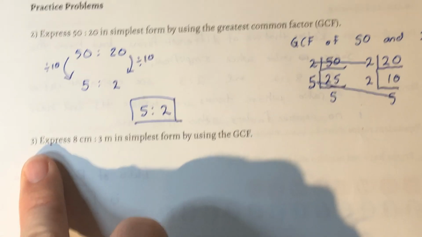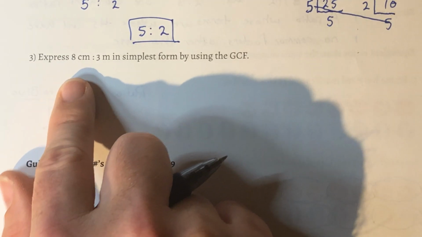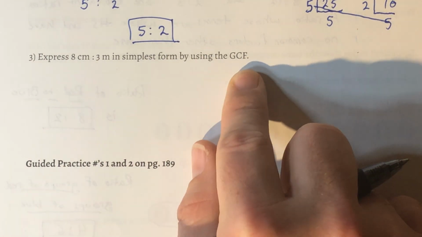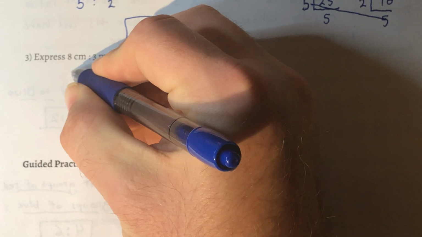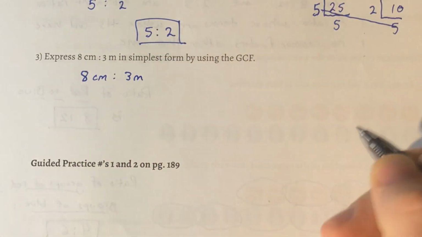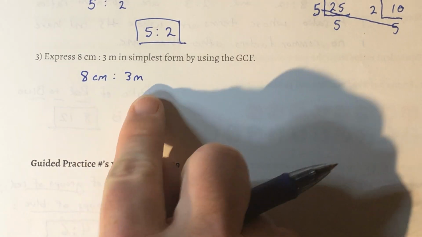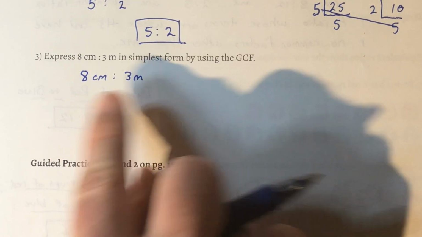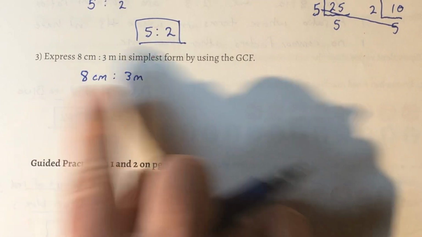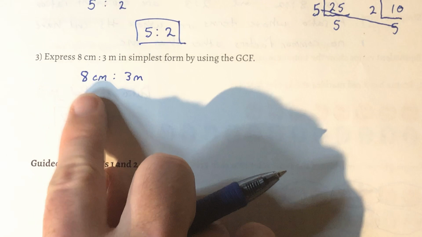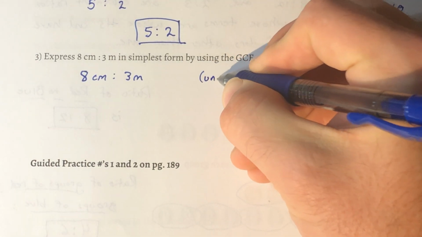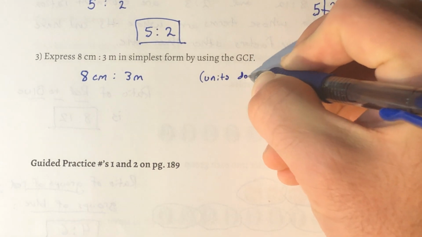All right, number 3. We're going to express 8 centimeters to 3 meters in simplest form by using the GCF. So first step, let's write our problem. 8 centimeters, 3 meters. Oh, the labels don't match. They do measure the same thing, so they can be compared as a ratio, but until the units match, I can't do a thing. So what do? Well, first, let me write that the units don't match.